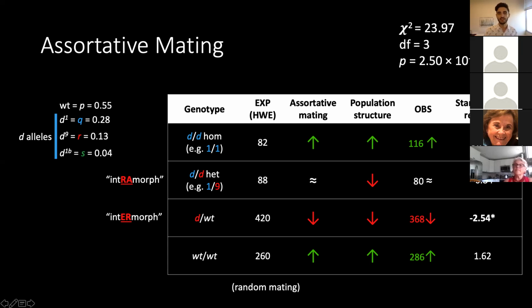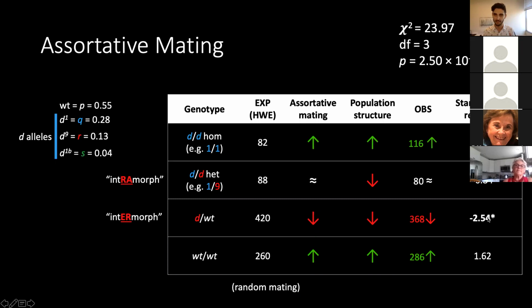Well, we have this huge standardized residual for dahlia homozygotes, and that's actually not that surprising. If you think back to earlier in the talk, we showed that dahlia plants suffer from a little bit higher inbreeding depression, or excuse me, a higher inbreeding coefficient. So this isn't necessarily super surprising. But notice this huge lack of the intermorph hets.